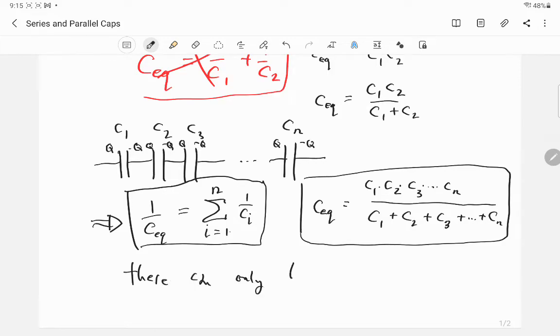These can only be used for purely series combos. That is, there's nothing parallel in between C1 up to Cn. That is, between C1 up to Cn is purely in series. And then you can use these rules. If it's not purely in series, you have to be more clever.